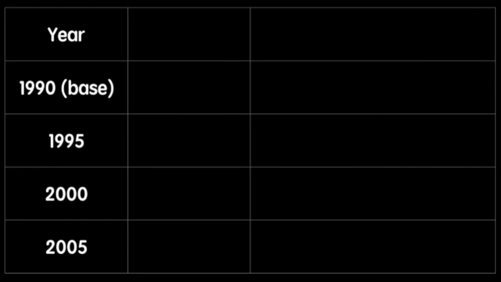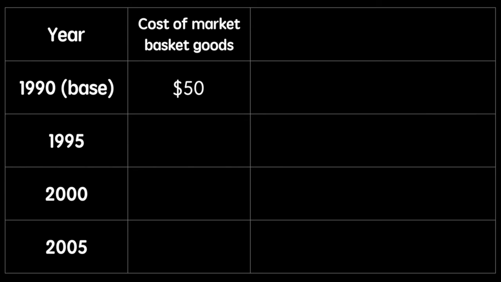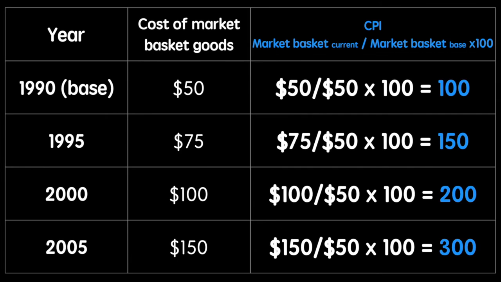In the second column, we list the nominal prices of the market basket each year. You can see a trend of increasing prices, and we will use this information in the final column to calculate our price index. The CPI is calculated by dividing the current price of the market basket by the market basket of the base year, which is then multiplied by 100.